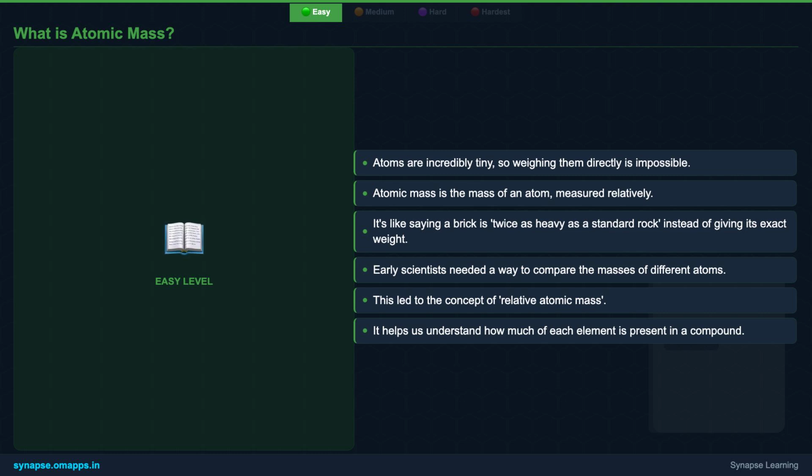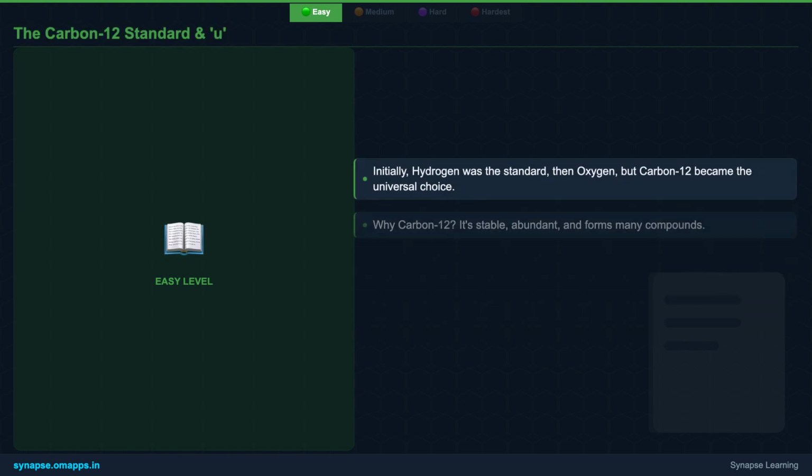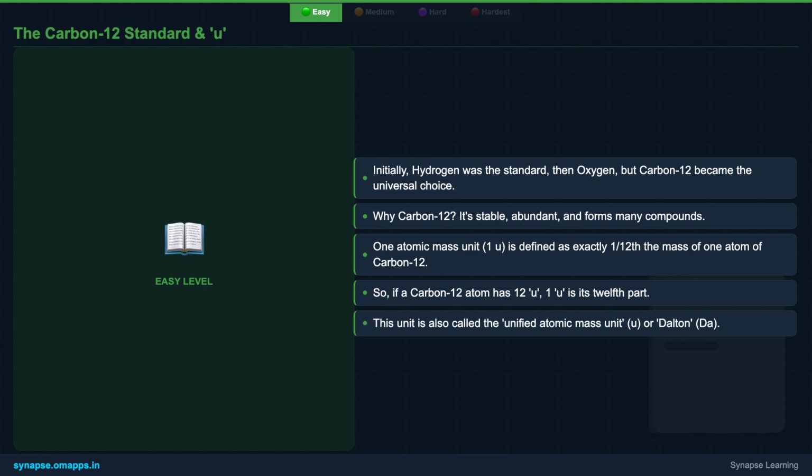for all chemical calculations. Over time, the scientific community needed a universally accepted standard for this relative measurement. After experimenting with hydrogen and oxygen, carbon-12 emerged as the ideal choice. Why carbon-12? It's stable, abundant, and forms many compounds, making it a reliable reference. So, one atomic mass unit, or 1 U, is now precisely defined as exactly 1/12 the mass of a single carbon-12 atom. This means a carbon-12 atom itself has an atomic mass of exactly 12 U.